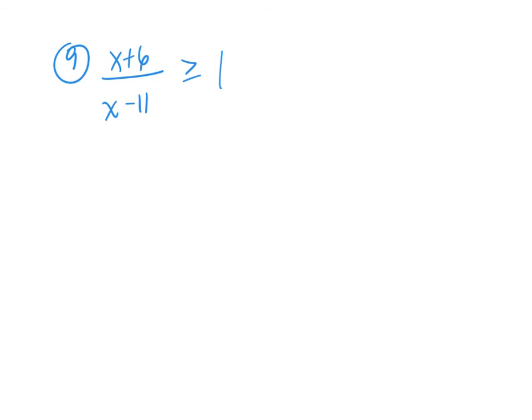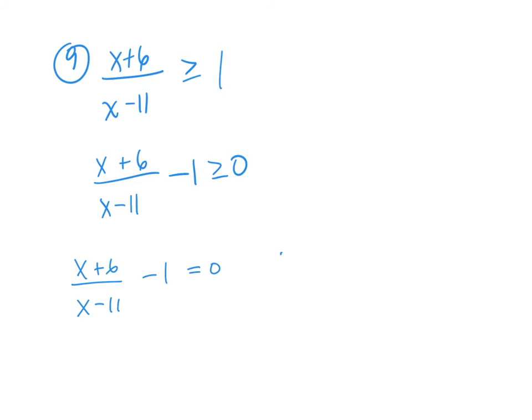All right, question 9. So first thing is you bring everything over to set equal to 0. And then we want to find where the numerator is equal to 0, the denominator is equal to 0. So, or just the whole function is equal to 0. So let's set the whole thing equal to 0 first. And then we're just going to set the denominator equal to 0. So 11 is one of our partition numbers.